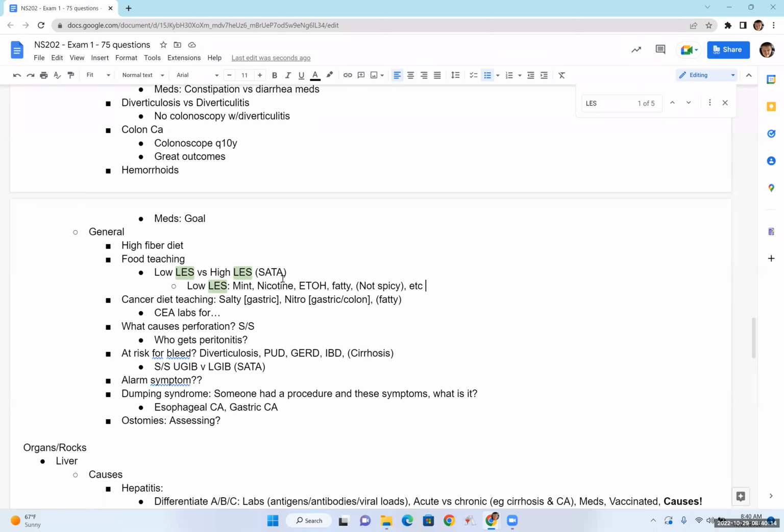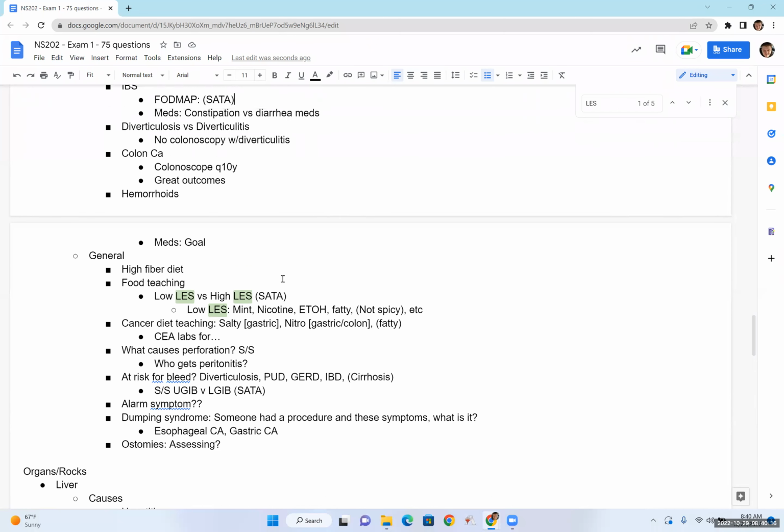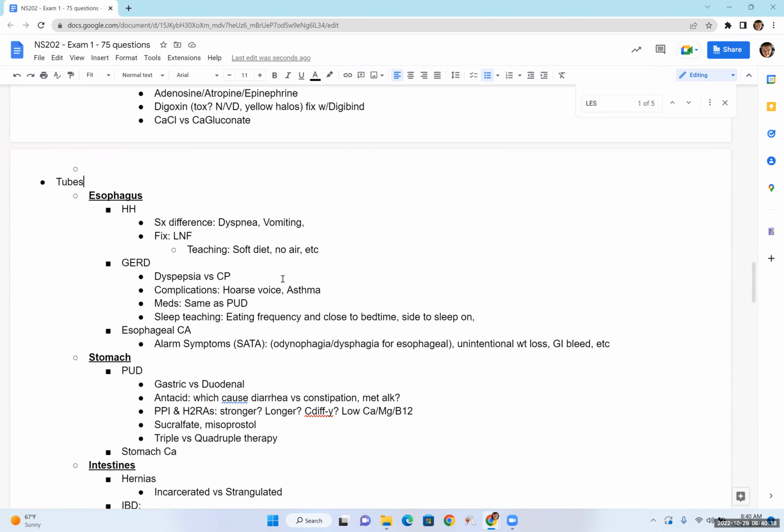All right, so back to the tube. So we got the esophagus, right? We got our esophagus disorders. We got hiatal hernia, which kind of overlaps with GERD. So it's probably a good idea to know the difference between hiatal hernia and GERD. Okay, so what else? I think I had it on here somewhere. With GERD, it can lead to what?